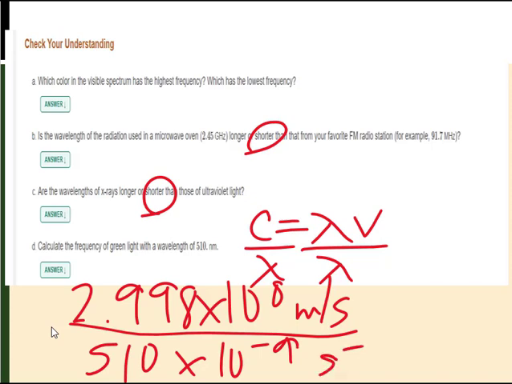So if we do this in our calculator here, let's see what we get. I'm plugging that in. Check with me though. You should get 5.88 times 10 to the 14th.